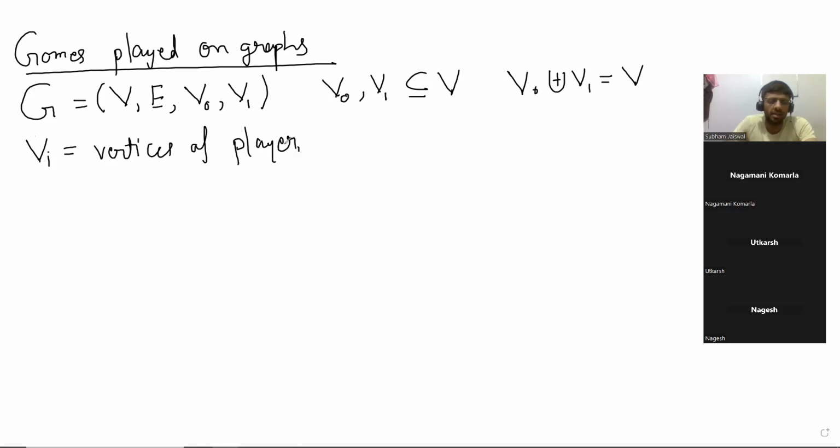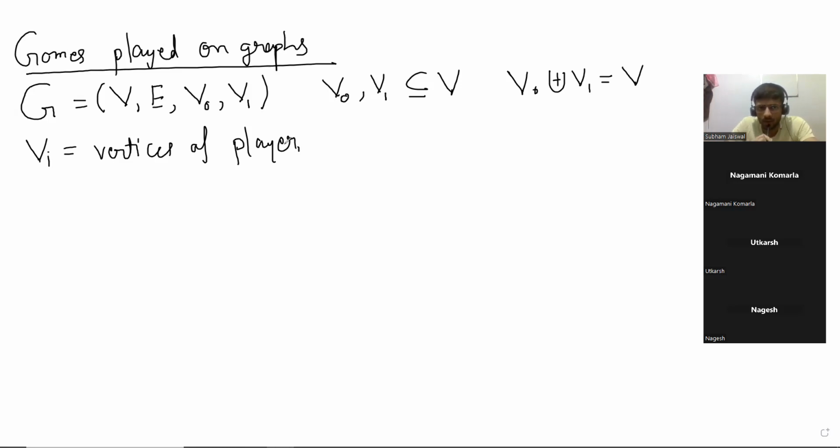Okay. So as I said, this game is going to be infinite. So it's going to be something like this. When the game is at vertex K, and if that vertex K belongs to player 0, or if it belongs to V0, then player 0 can make a move, and what that is we will describe. And otherwise, if it's a vertex in V1, then player 1 will make a move. Okay, and the players will be called 0 and 1.